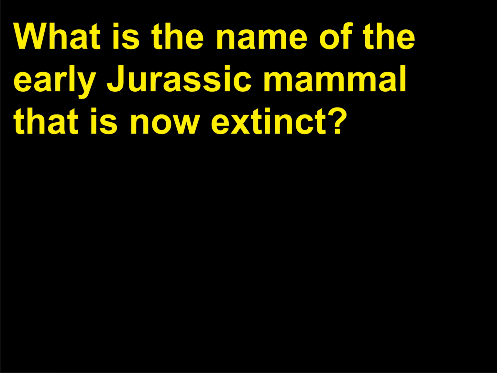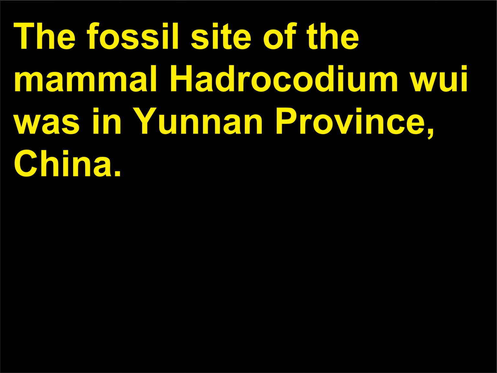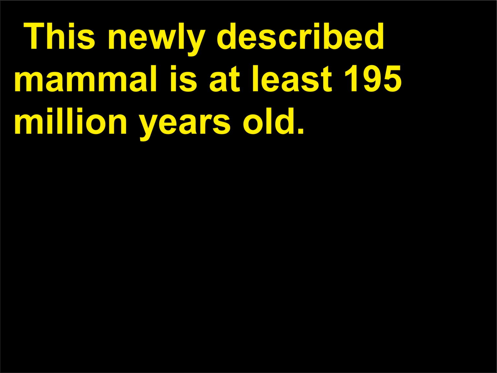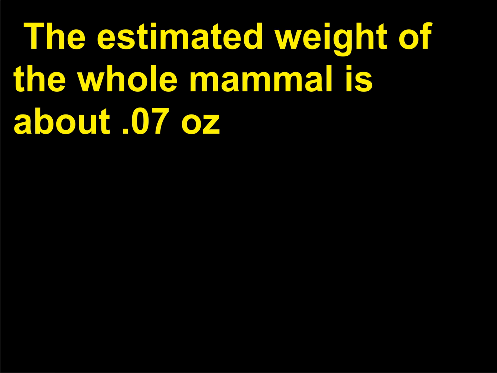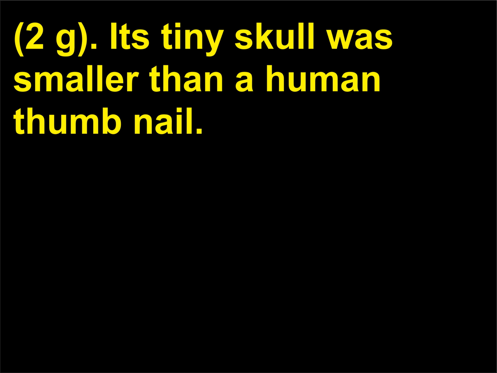What is the name of the early Jurassic mammal that is now extinct? The fossil site of the mammal Hadrocodium wui was in Yunnan province, China. This newly described mammal is at least 195 million years old. The estimated weight of the whole mammal is about 0.07 oz, 2 g. Its tiny skull was smaller than a human thumbnail.